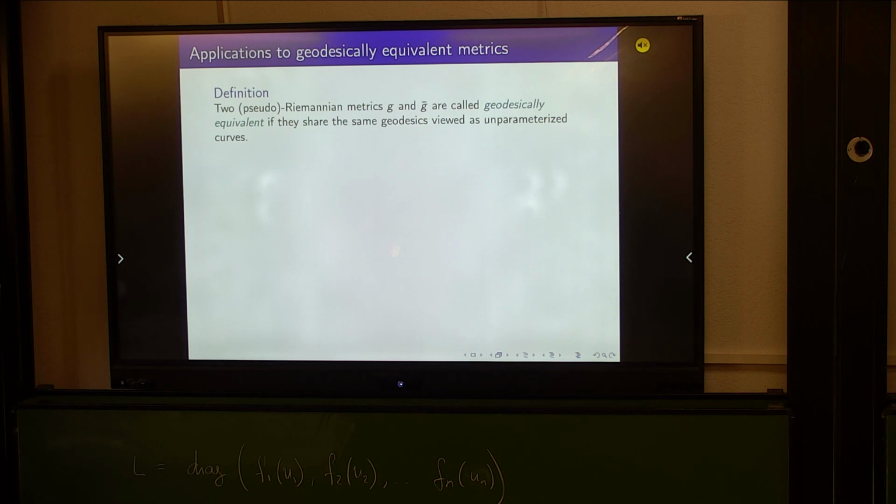Definition. Two Riemannian or pseudo-Riemannian metrics are called geodesically equivalent if they have the same geodesics as unparameterized curves.